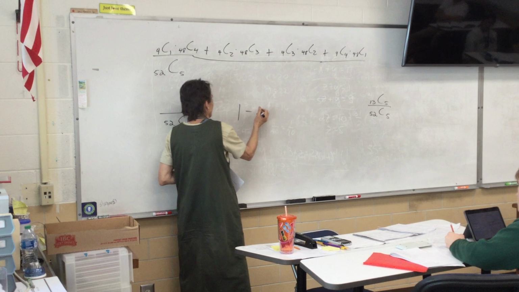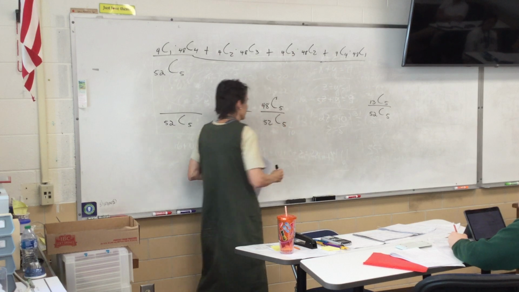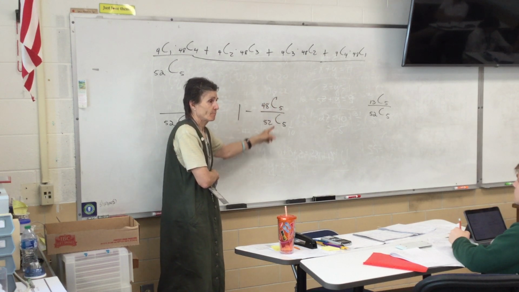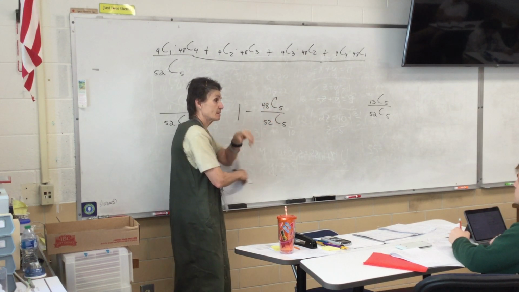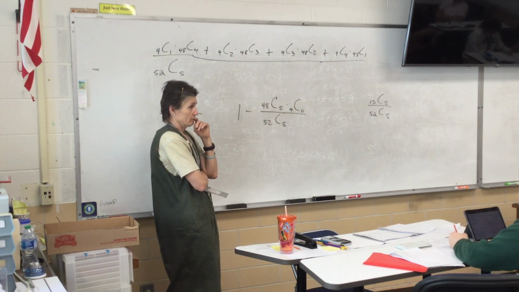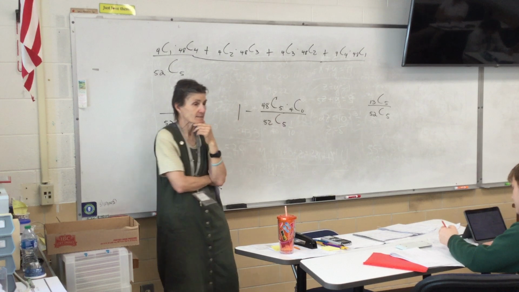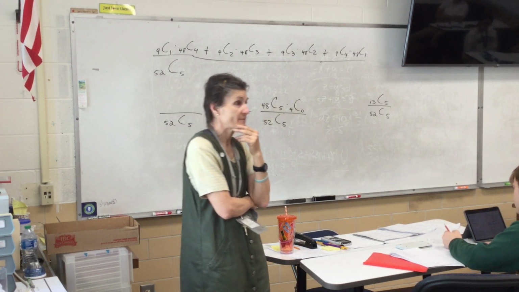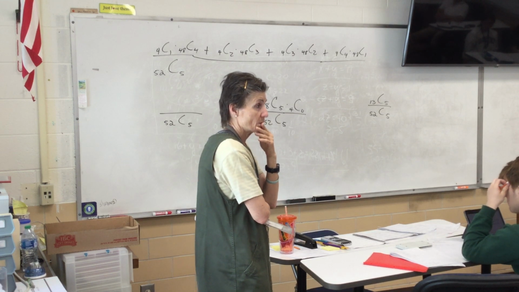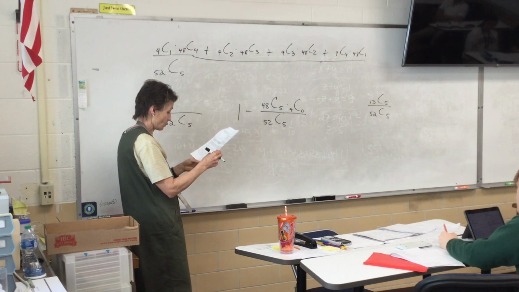What if I did this? What's this? Probability of no aces. You can add that on if you want. What if I just took 1 or 100, 1 minus the probability of no aces? Would that leave me with the probability of at least 1 ace? So yeah, that would be a faster way to do the problem. But it doesn't matter, it gets the same answer no matter what.